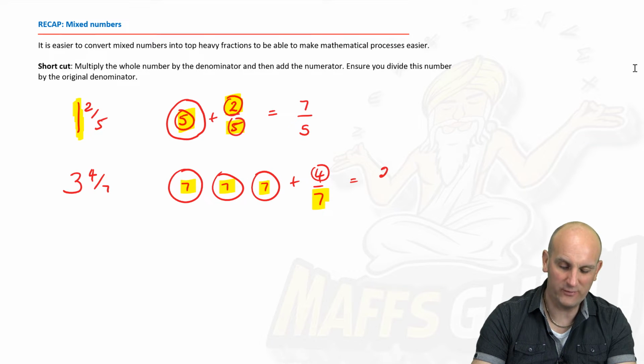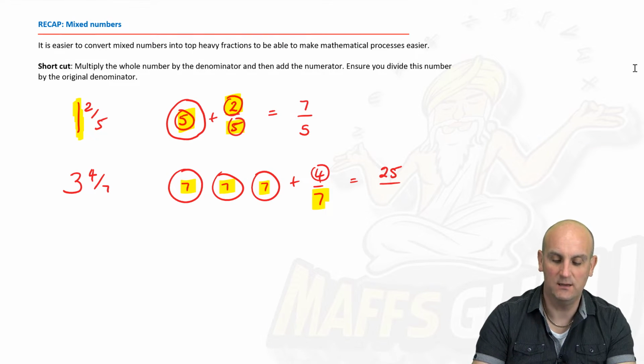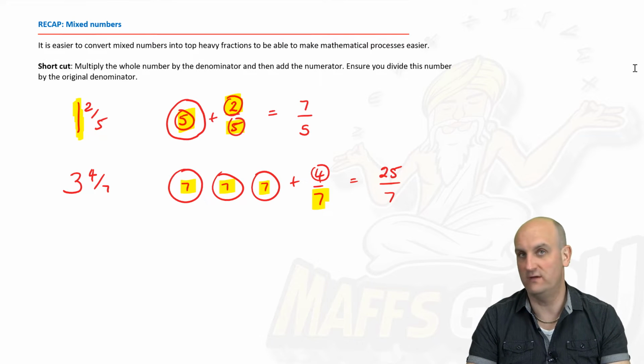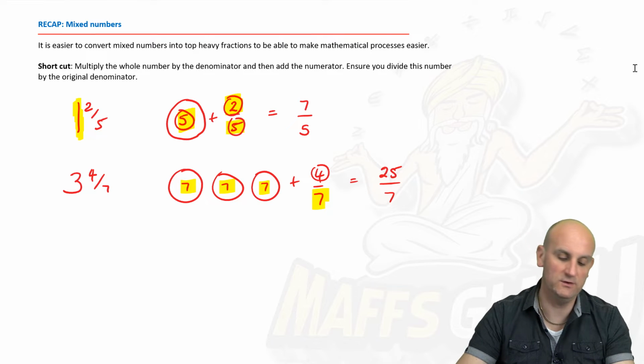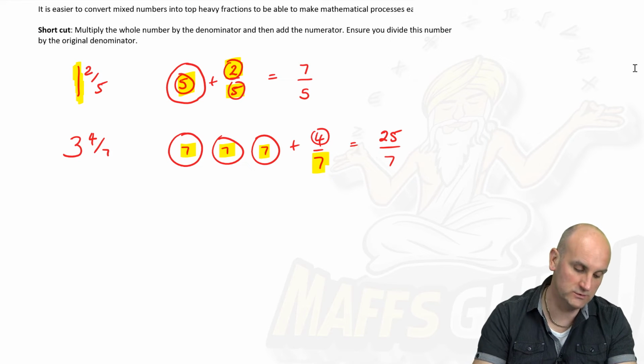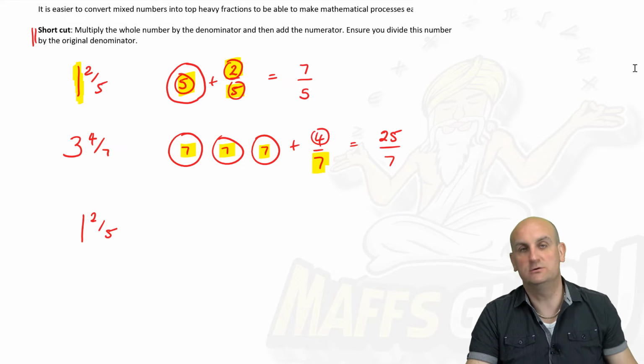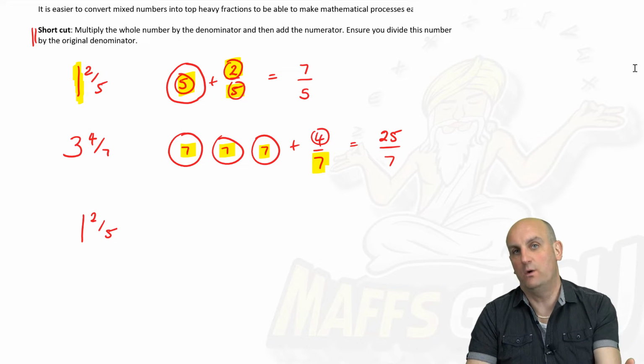So I have 25 slices of pizza when my pizza has been cut into 7s, or 25/7. Again, that's one way of doing it. When I was at school, I was taught to do it a different way. I'll go back to the 1 and 2/5. Now, I've written a shortcut here. I hate shortcuts unless you understand why they really work.